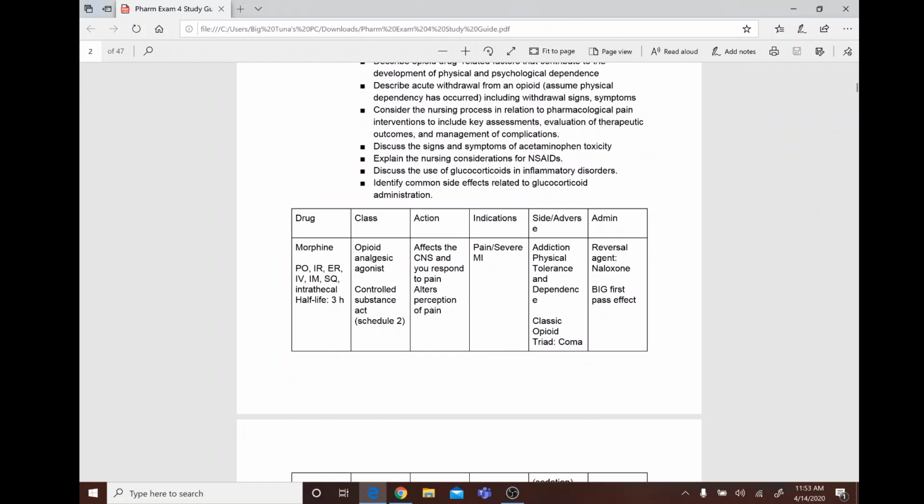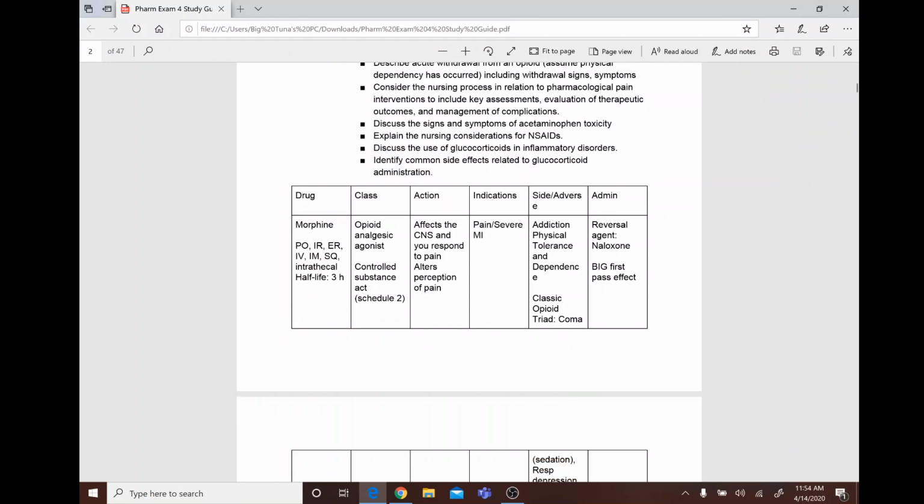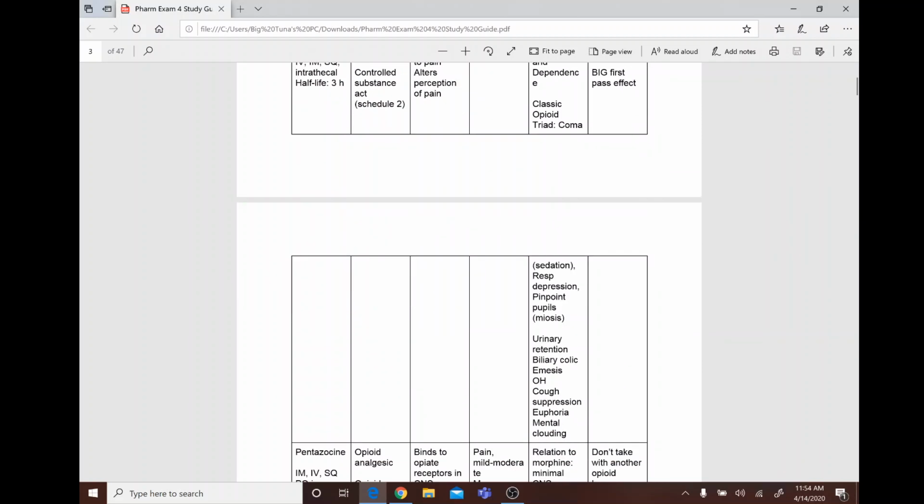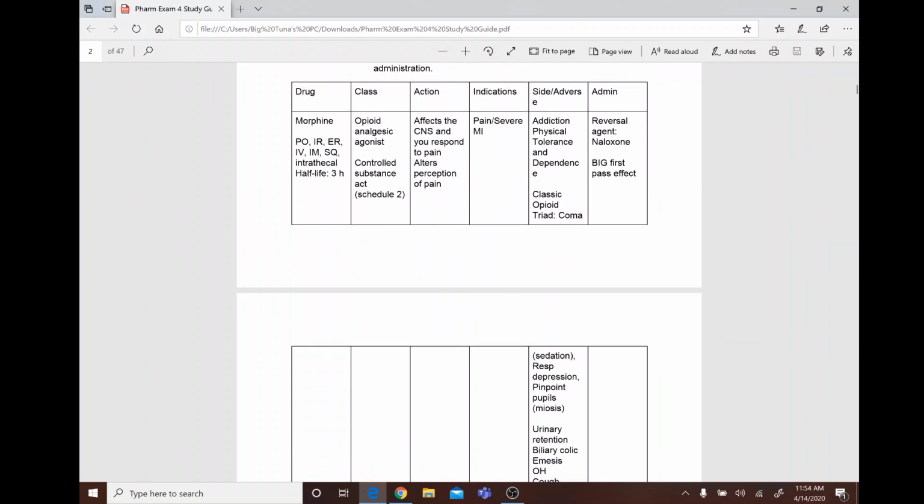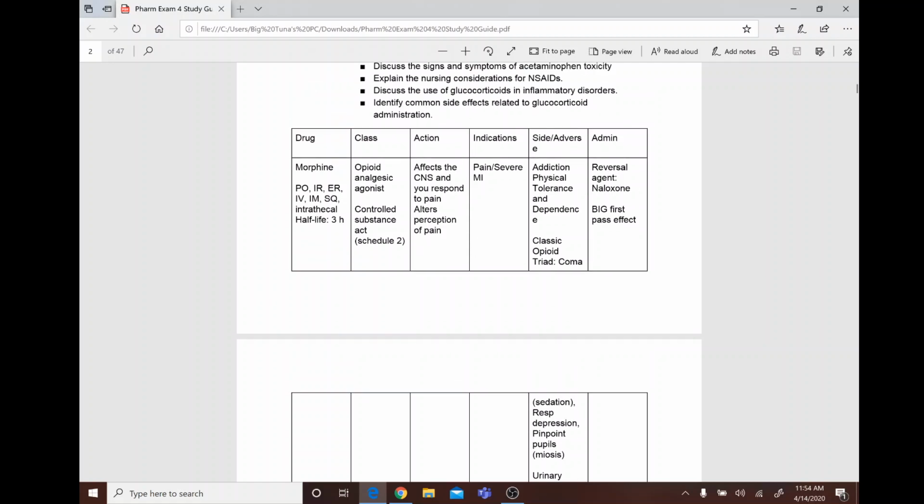All right. What is the Controlled Substance Act of morphine? Schedule 2. What is the action of morphine? It affects the CNS and how you respond to pain, and it alters perception of pain. What do we use morphine for? Severe pain and MI. What are the side and adverse effects of morphine?